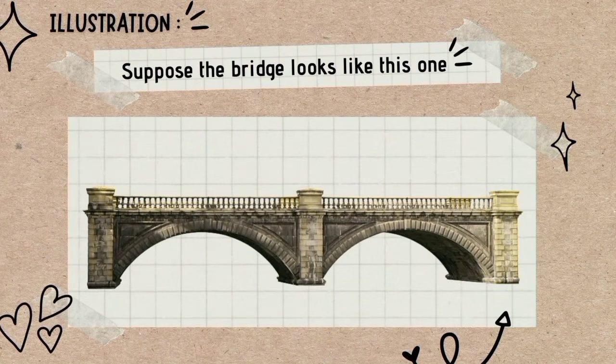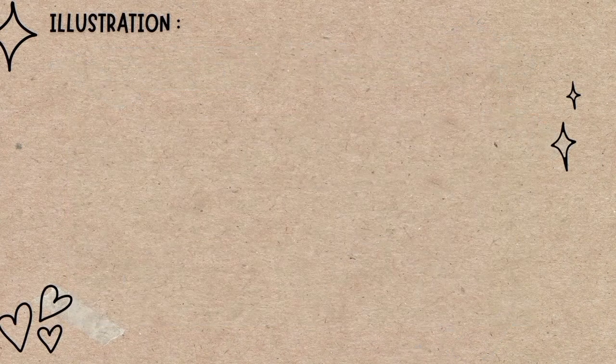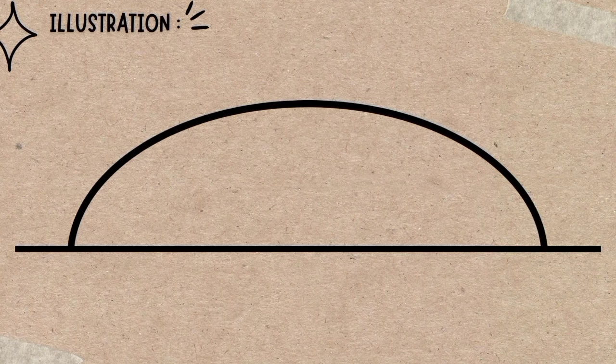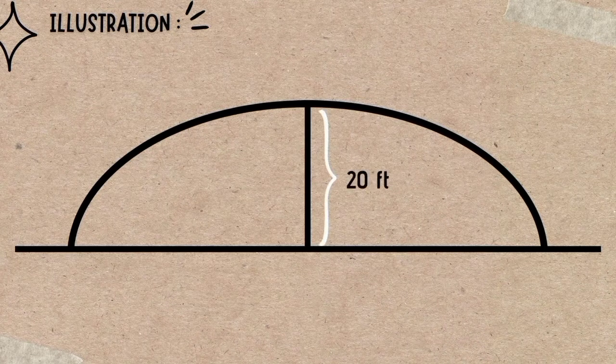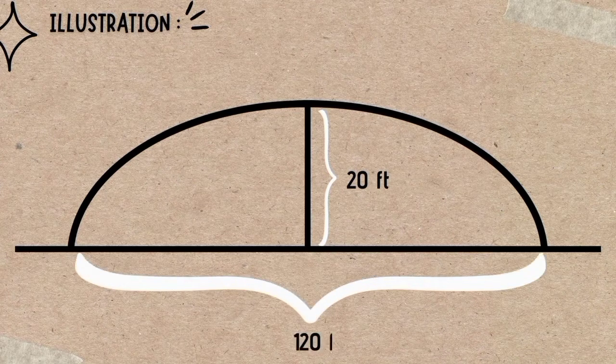To better understand the problem, suppose that this is the look of our bridge. Next is the drawing phase. We first drew a horizontal line and a semi-ellipse, then plotted the given measures: the 20 feet high in the middle and 120 feet across the major axis. Presume that the horizontal and vertical lines you see are the x and y axes. For that reason, the intersection of the lines is the origin.